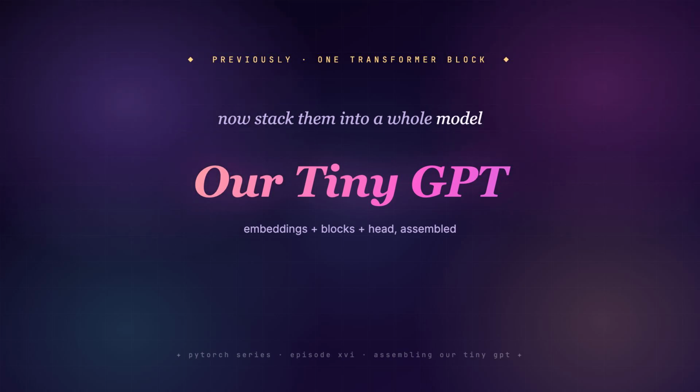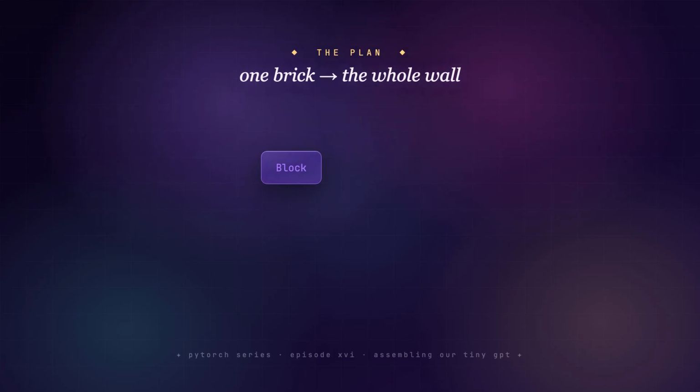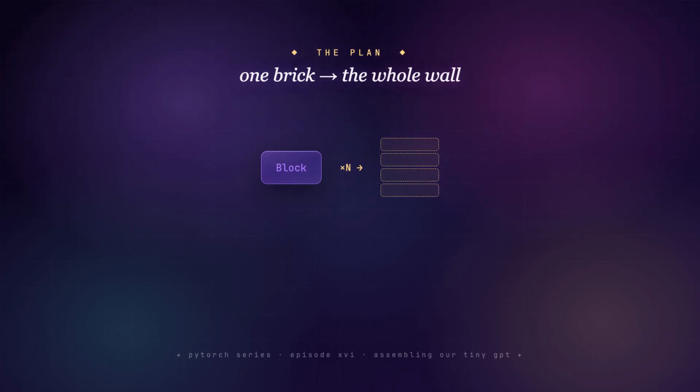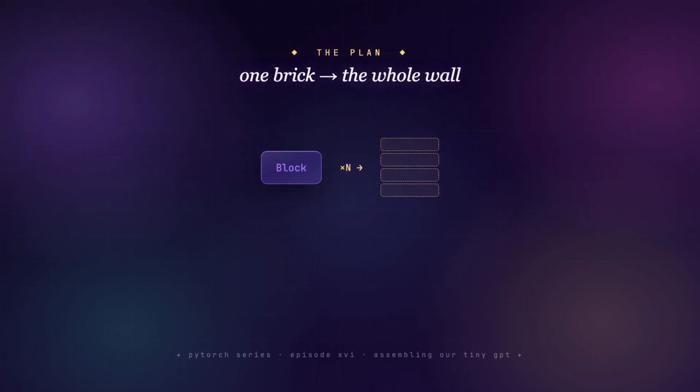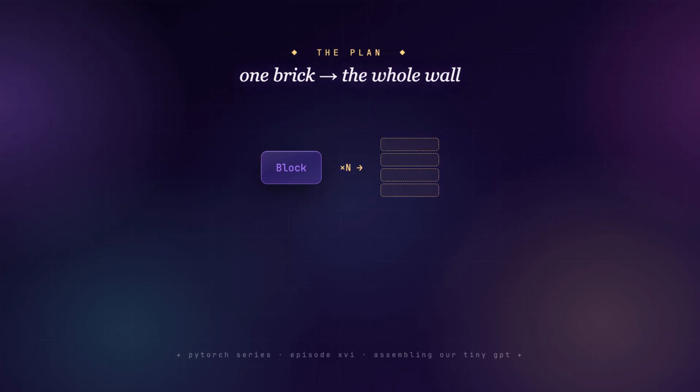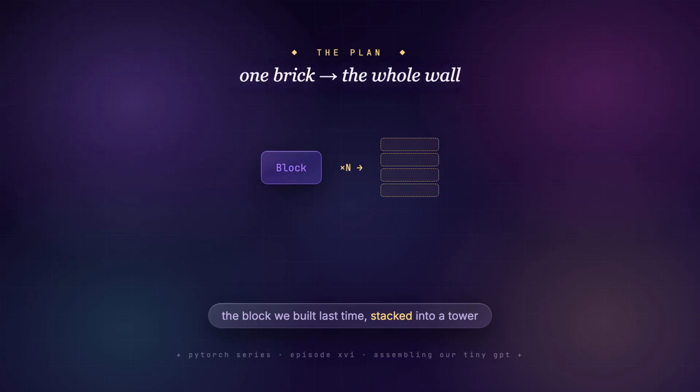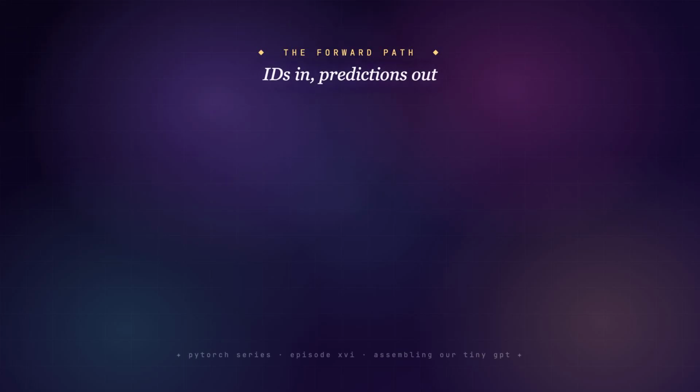Here's the promise. One block was a single brick. A language model is a wall of them. The block we wrote already knows how to talk to itself through attention and think through its MLP. We just need to repeat it, give it a way to read words in, and a way to speak predictions out. Let's trace the full path a sentence takes.